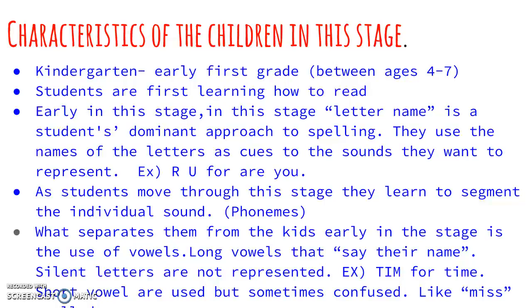As students move through this stage, they learn to segment the individual sounds, or the phonemes. What separates them from the kids early in this stage is the use of vowels, long vowels that say their name. Silent letters are not represented, like Tim for time, because they don't hear the E on the end, so therefore it's not represented to them. Short vowels are used but sometimes confused, like miss spelled mess.